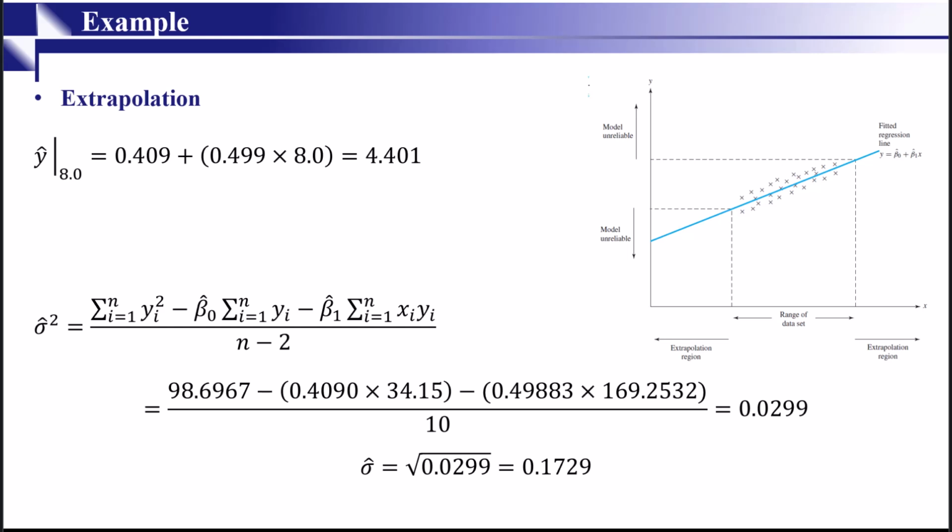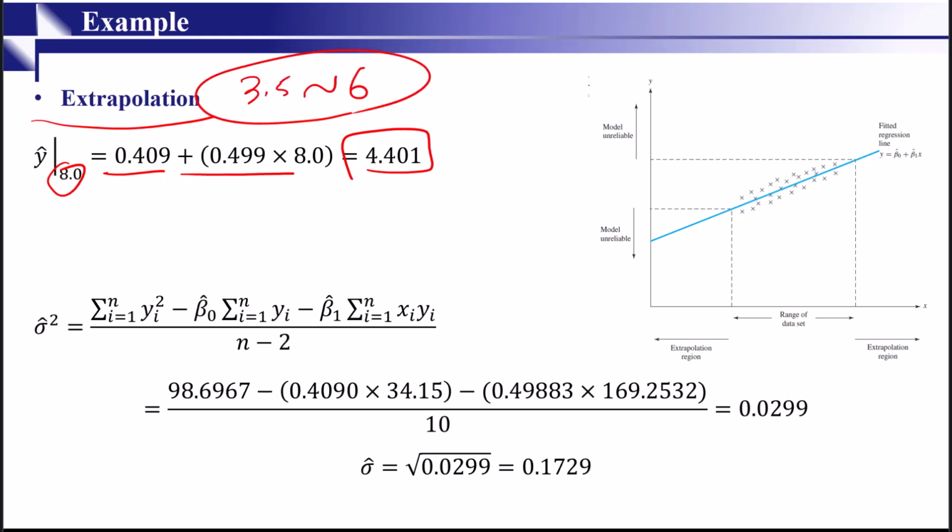It seems that this model is not good for all values. This model is good for production levels between 3.5 million and 6 million. Using the model for production values of x outside of this range is known as extrapolation, and it may give inaccurate results. For example, suppose that the production is going to increase to 8 million. If we calculate based on the equation, we come up with 4.401. But it seems not to be correct, because 8 million is out of the range that we decided, which was 3.5 up to 6.